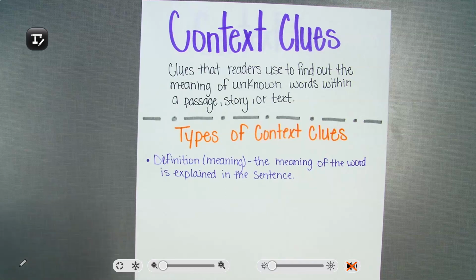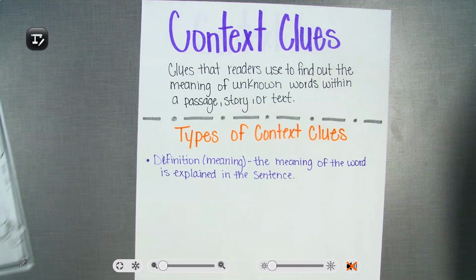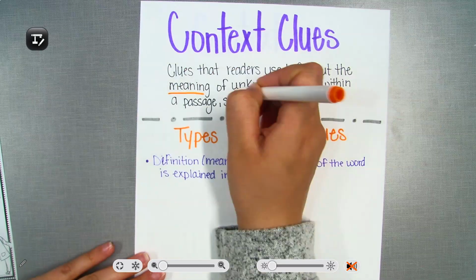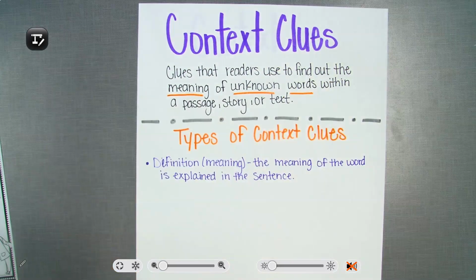So context clues is one thing that we are going to be learning this week. And context clues are clues that readers use to find out the meaning of unknown words within a passage, story, or text. So we are looking for the meaning of unknown words, okay? Within the passage, story, or text.